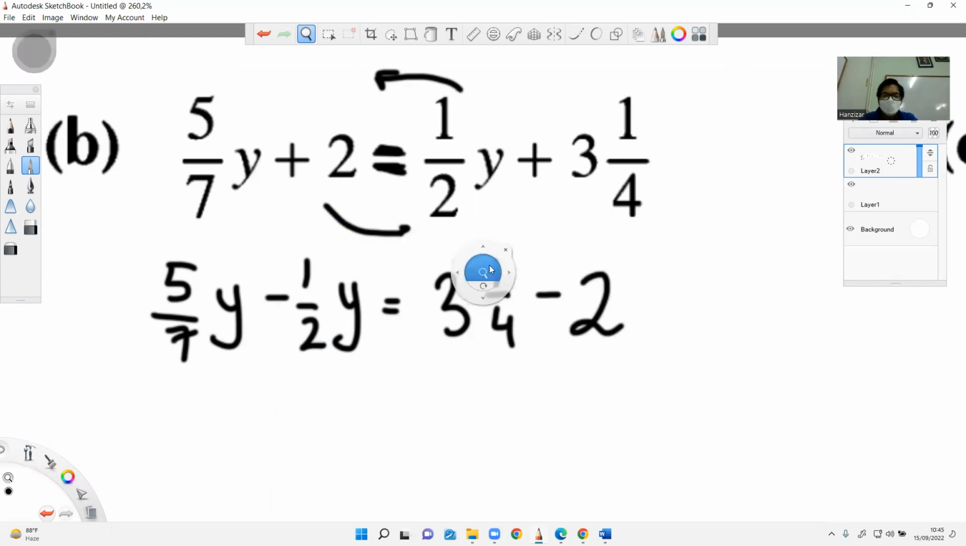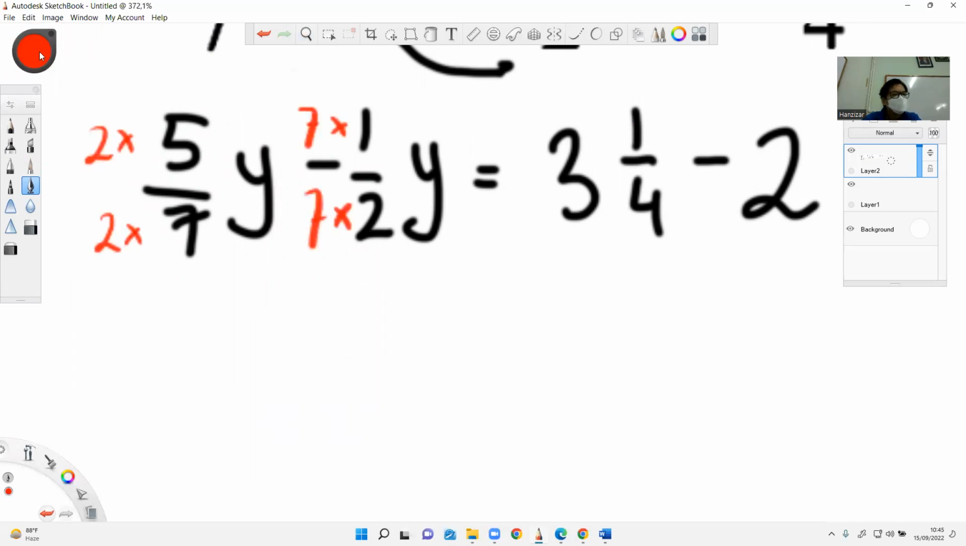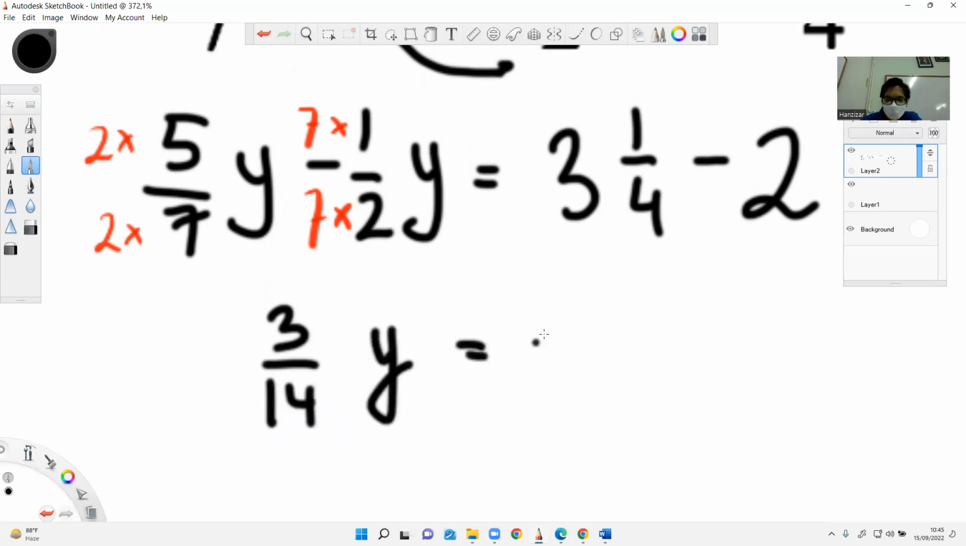Okay, and then we are not done yet. We need to make the denominator equal. 7 and 2, 14. Right? So 10y minus 7y, 3, 14y. 1 out of 4, because 3 minus 2, as simple as that.